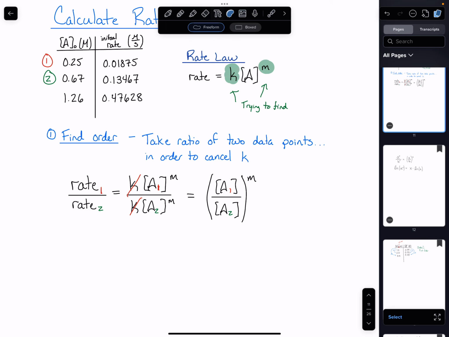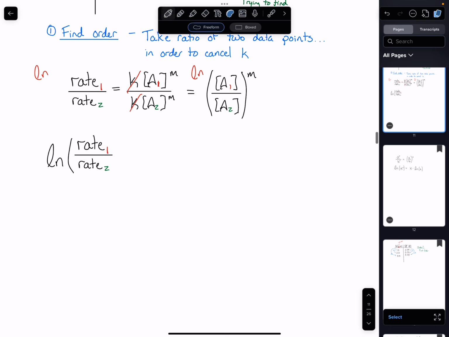Now, I'm trying to bring down this value of m over here on the right-hand side. So again, we're going to take the natural log, but I can't just take the natural log of one side. Remember, rules of algebra, you can do anything you want to this equation as long as you do it to both sides of this equation. So in order to use that natural log here, I'm going to have to take the natural log of both sides. So this is going to simplify to the natural log of that rate ratio is equal to, we got our exponent m down, the natural log of that concentration ratio.